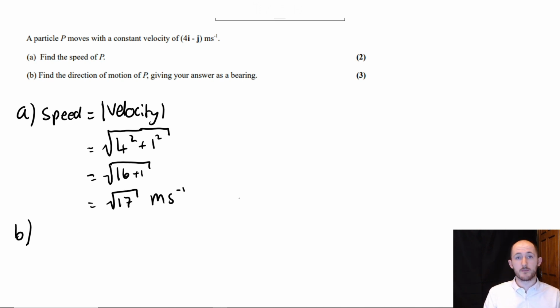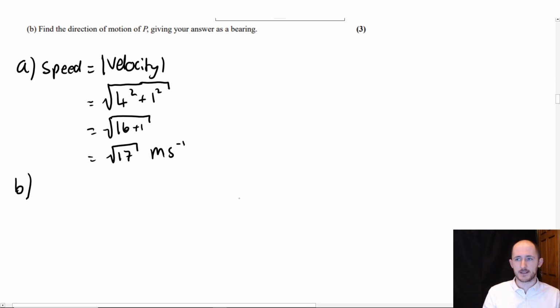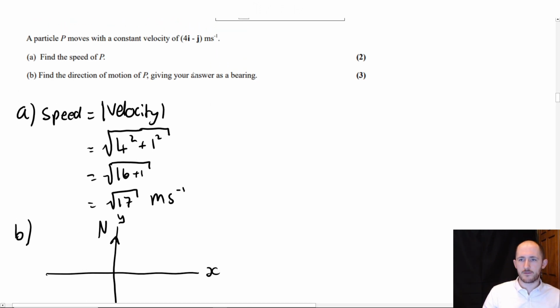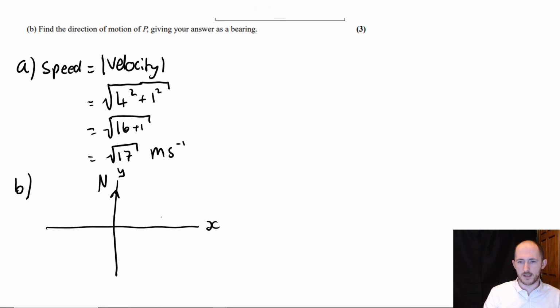When I drew my grid before, when it had the XY axes, that's completely fine. But the y-axis is also the north line, because it's straight up. So we have 4 and minus 1, so it's going to go 4 to the right and 1 down. So it's going to end up somewhere like this for our velocity vector. Again, we're working out an angle, and we're just going to add 90 degrees to it. So that is 1, and this is 4. We're working out this angle here.